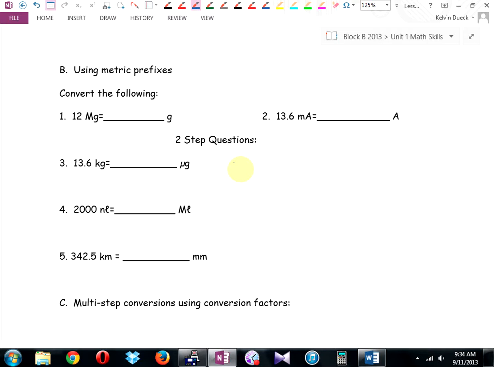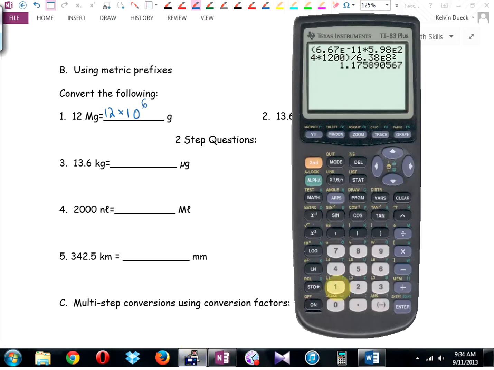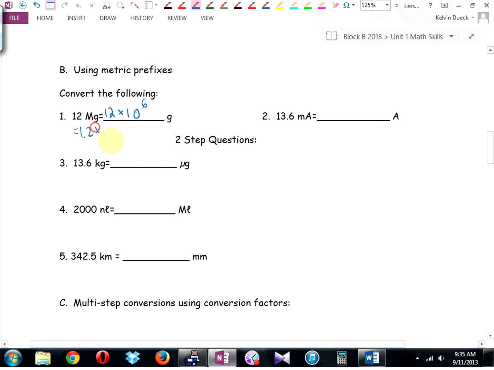So, using metric prefixes, convert the following. 12 megagrams is how many grams? The short way, by the way, if it's a simple one-step, one-way conversion, is to realize that if I'm going from mega to grams, this is going to be 12 times, what's mega replaced with? 10 to the what? It's that many grams. Now, that's not scientific notation. That's sloppy, because scientific notation would be 1.2. So really what I would do is go to my calculator and say 12 times 10 to the 6th power. This is not scientific notation, so I'm not using my EE button. But when I hit enter, it equals 1.2 times 10 to the 7th.